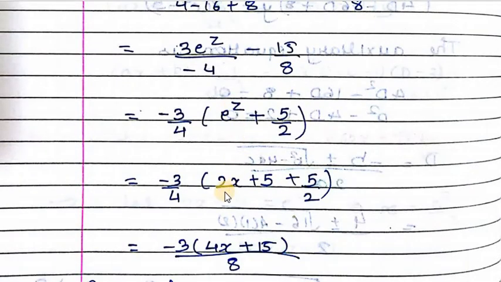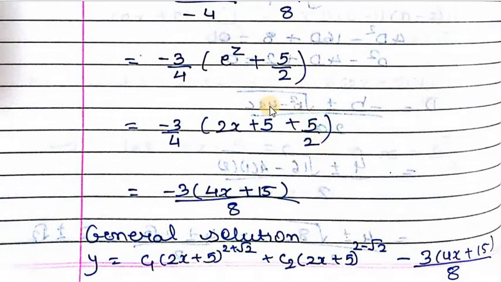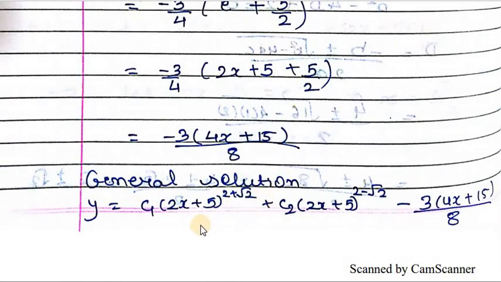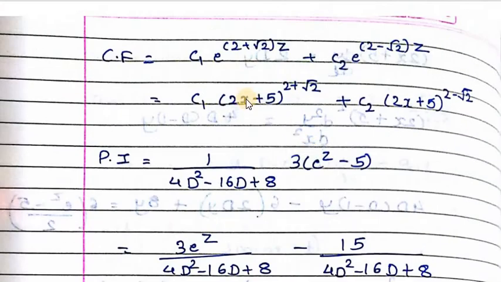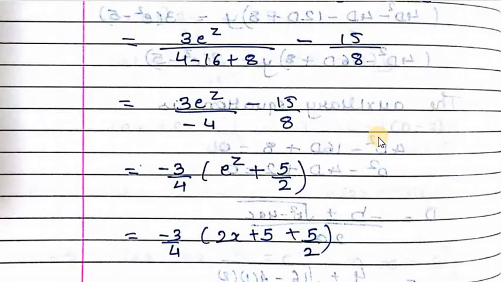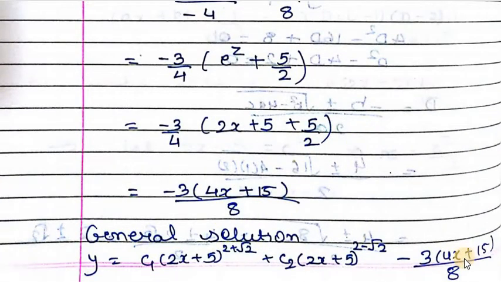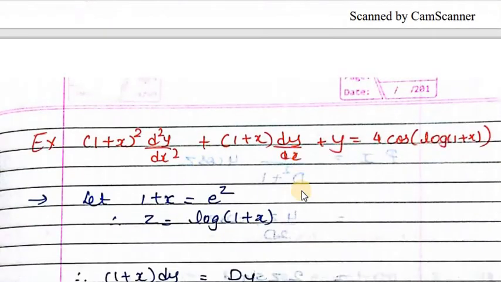Now replacing e raised to z by 2x plus 5, plus 5 by 2. Now we will simplify this result, taking LCM 2 and multiplying 4 by 2. So this is the required PI, minus 3 into bracket 4x plus 15, divided by 8. So this is the required general solution, y equals CF plus PI. This is CF, we have taken it from this one, and the PI is this one. So this is the required general solution of the given differential equation.